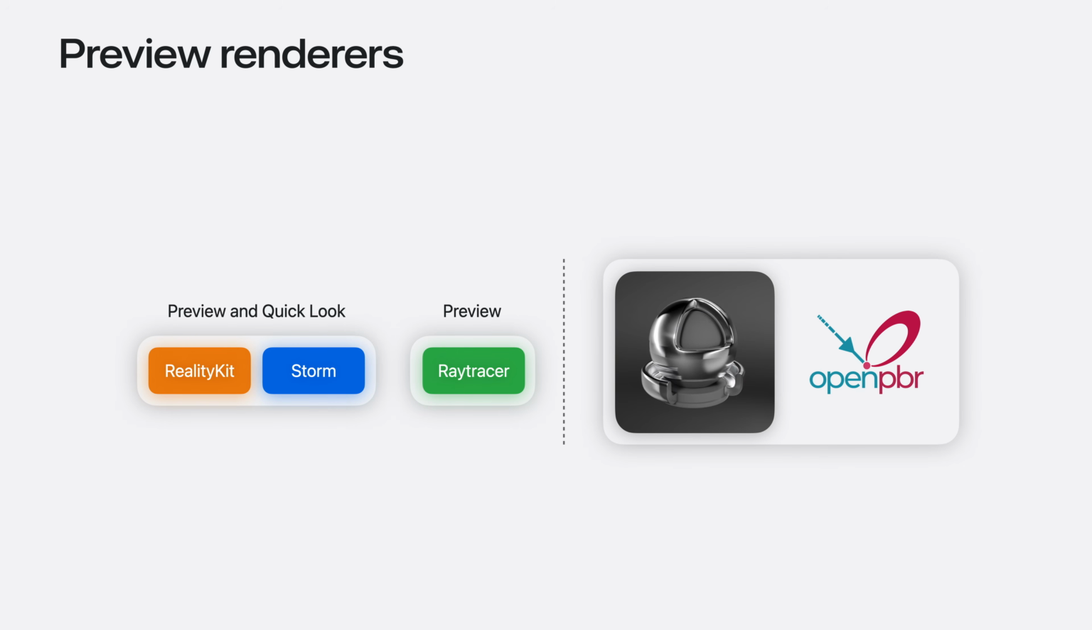Preview and Quick Look on Mac now give you a choice of renderer. RealityKit brings consistency across Mac, iPhone, iPad, and Vision Pro, and Storm remains available for those with existing production pipeline needs. For your most complex scenes, Preview adds a brand new ray tracer for stunning high-fidelity results. All three support OpenPBR, a significant upgrade over USD Preview Surface that brings richer, more physically accurate materials to your workflow.